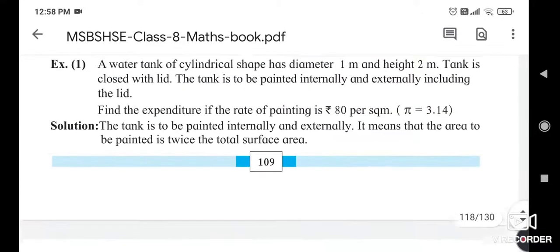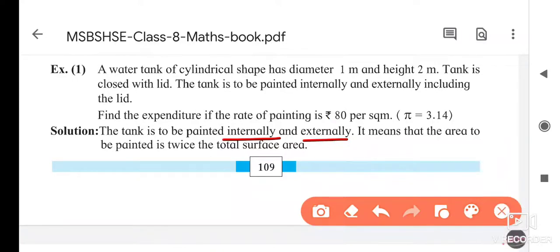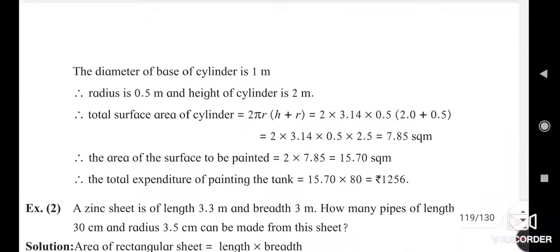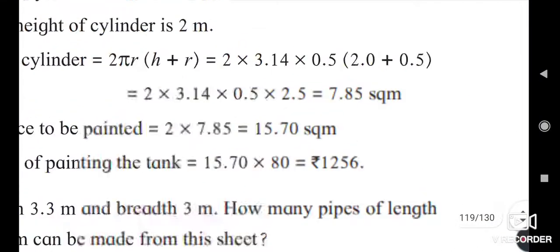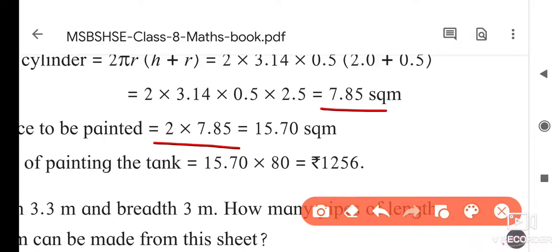But in the question, what is given to us? We have to color it internally and externally. So the total surface area we have to multiply by 2, because we have to color the inner and outer side. That's why 2 into 7.85 is equal to 15.70.